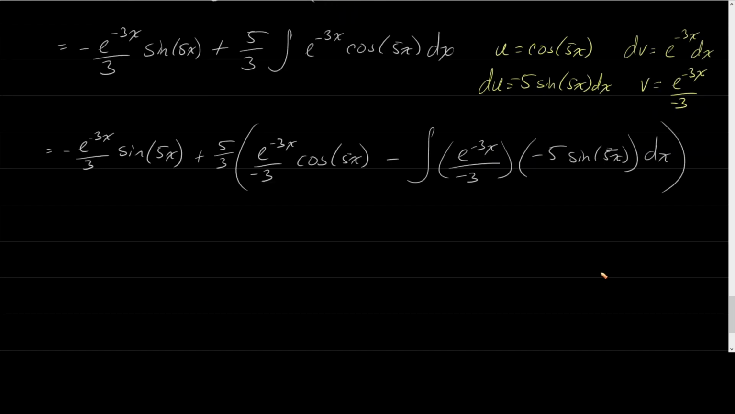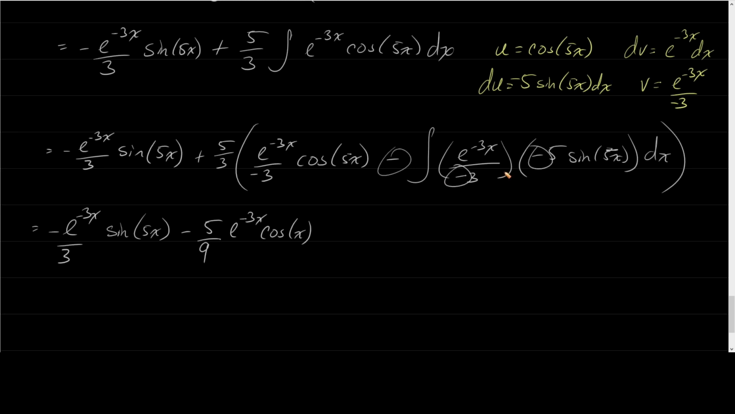So at that point, let's simplify this a little bit. So we've got negative e to the negative 3x over 3 times sine of 5x. Distribute this 5/3. So 5/3 times negative 1/3 is negative 5/9 times e to the negative 3x cosine x. Over here, how many negatives do I have? 1, 2, 3. So I've got 3 negatives, so overall it stays negative.